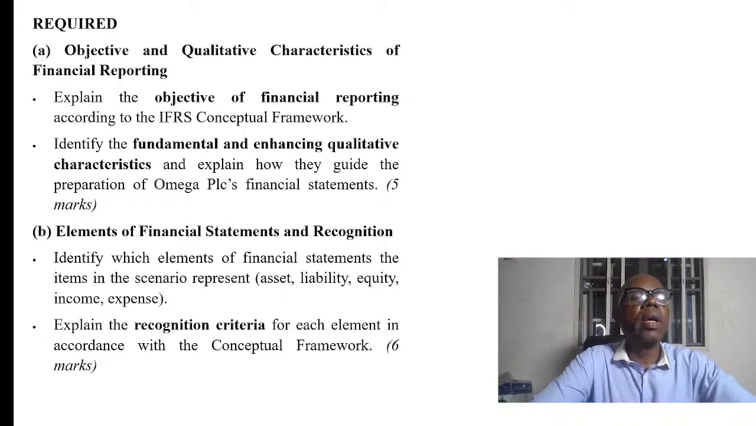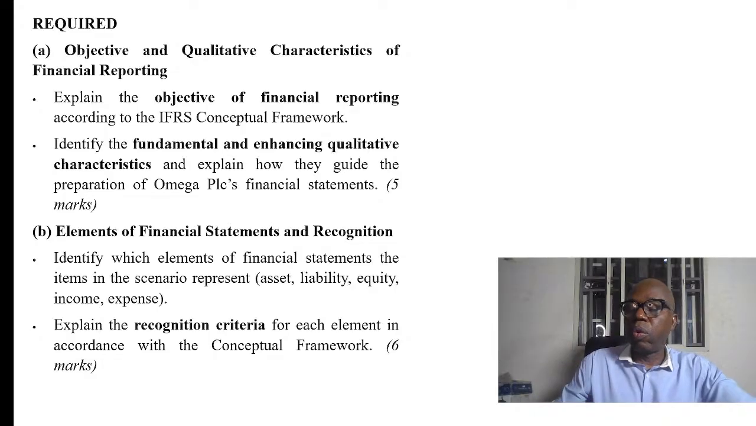Required. A. Objective and qualitative characteristics of financial reporting. Explain the objective of financial reporting according to the IFRS Conceptual Framework. Identify the fundamental and enhancing qualitative characteristics and explain how they guide the preparation of Omega PLC's financial statements. B. Elements of financial statements and recognition. Identify which elements of financial statements the items in the scenario represent: asset, liability, equity, income, expense. Explain recognition criteria for each element in accordance with the Conceptual Framework.